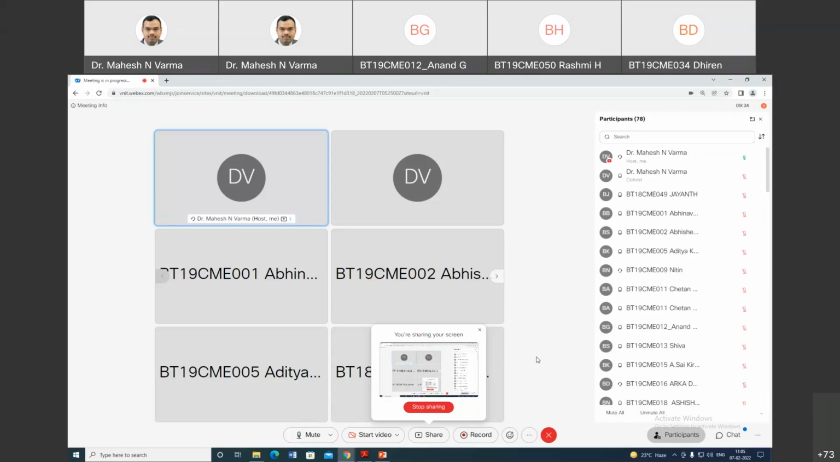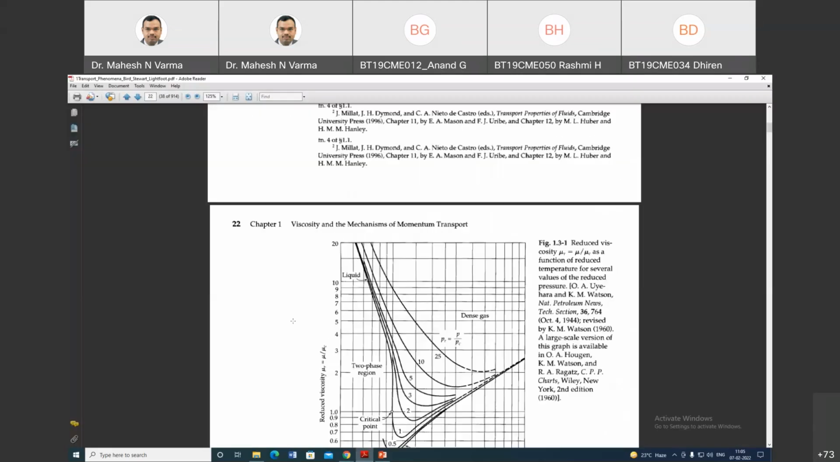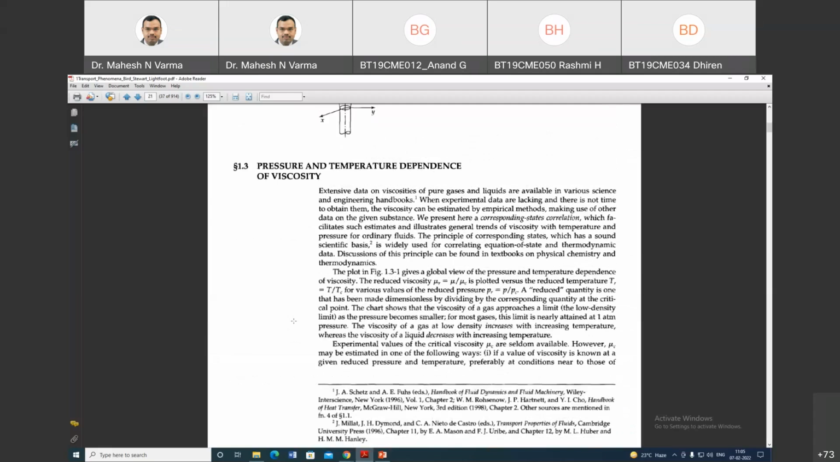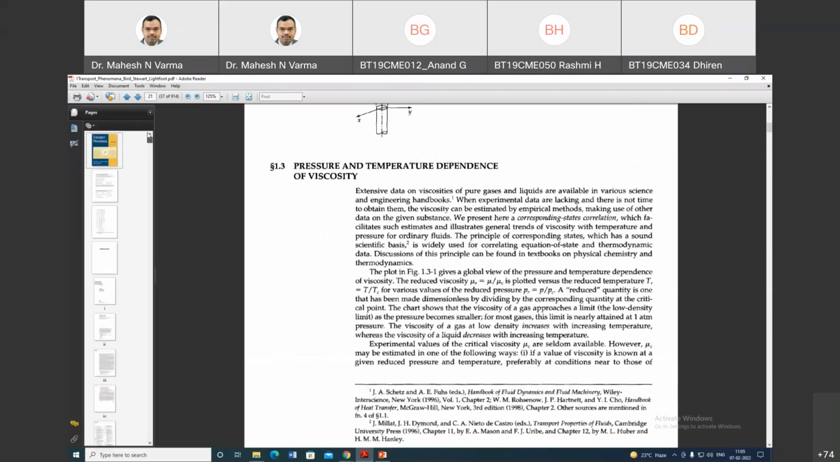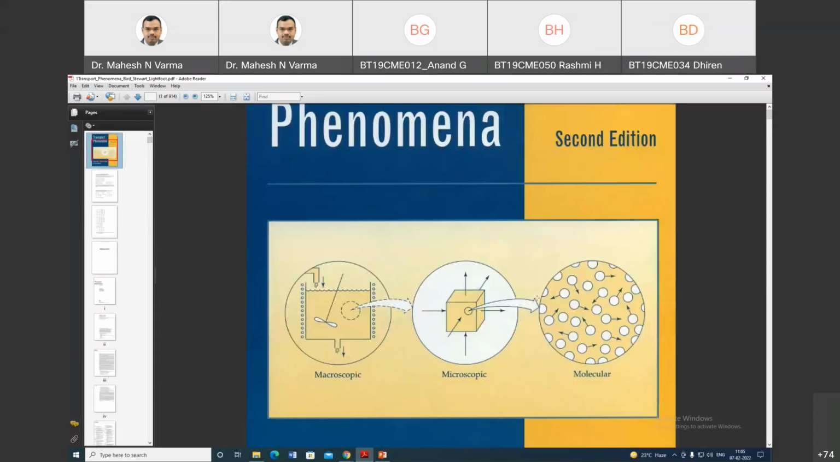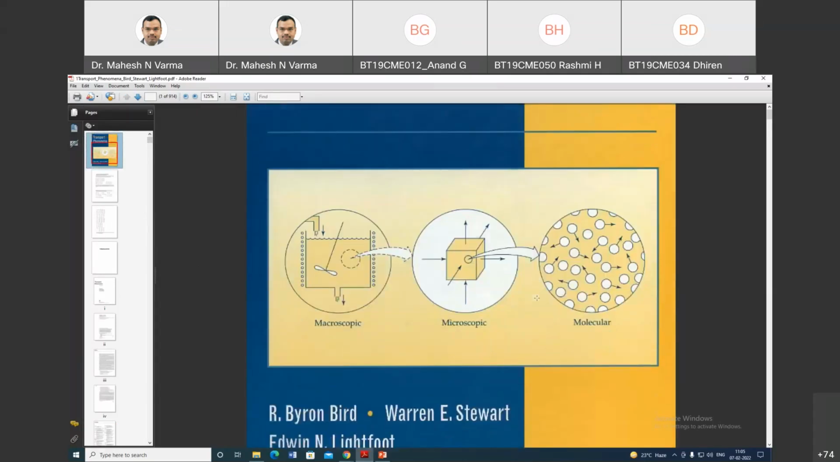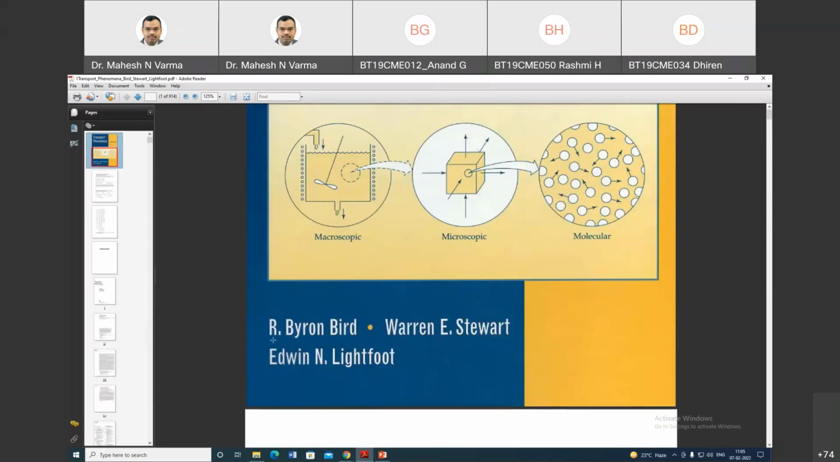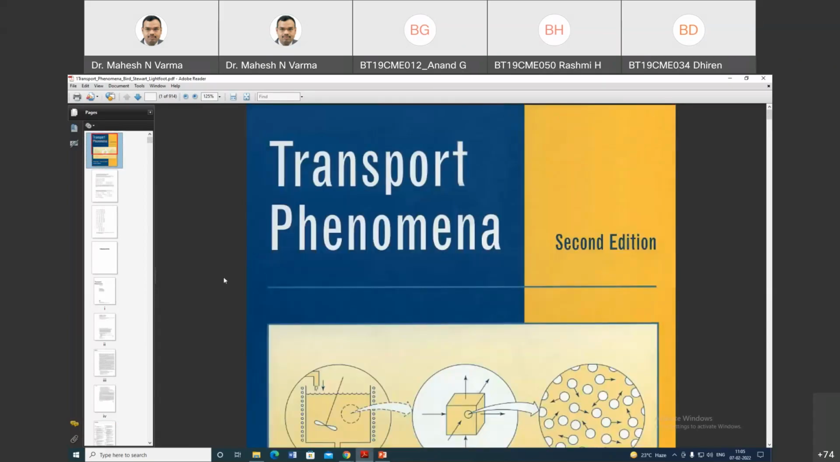Okay. So what we are discussing is estimation of viscosity. Whatever material I have taken is from Bird, Stewart and Lightfoot. This is the book actually, and I am using this book majorly. It is commonly called BSL, Transport Phenomena by BSL.